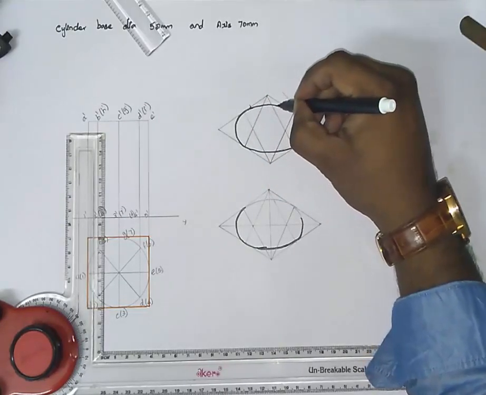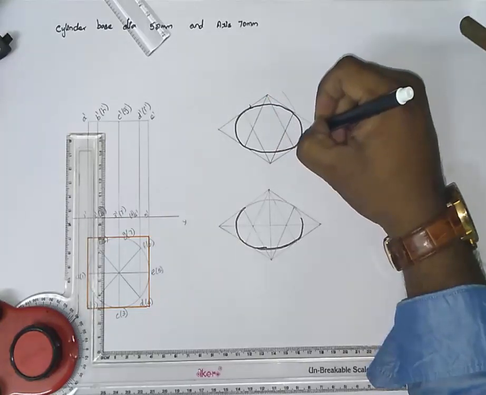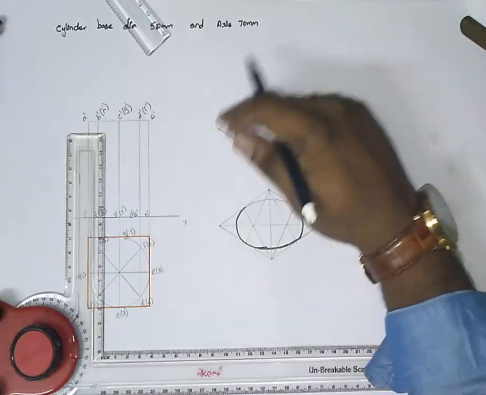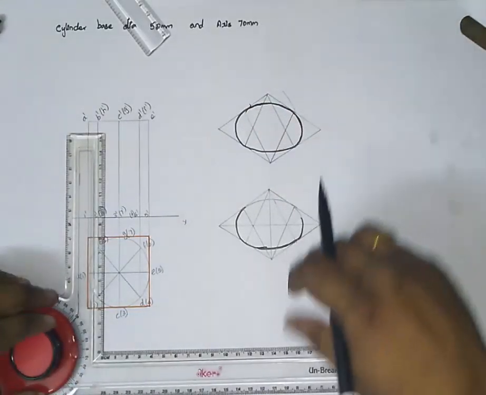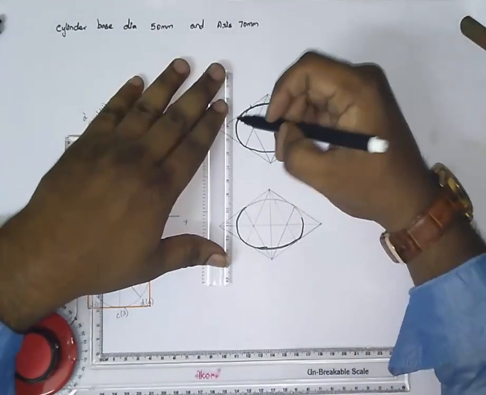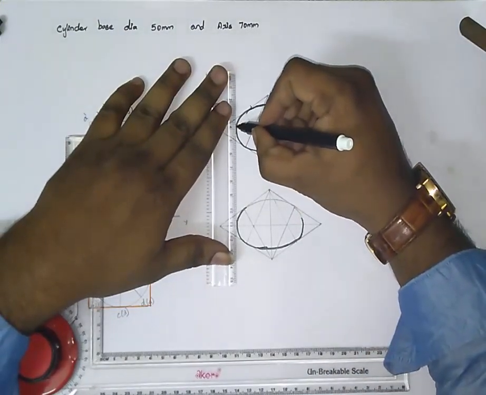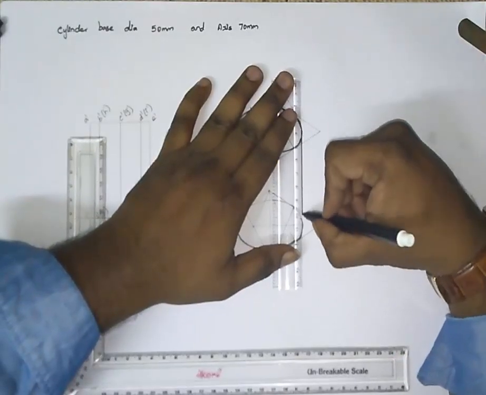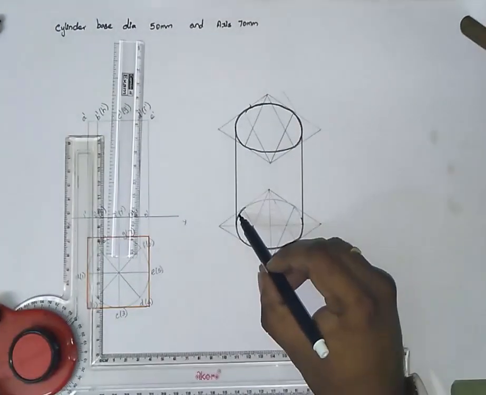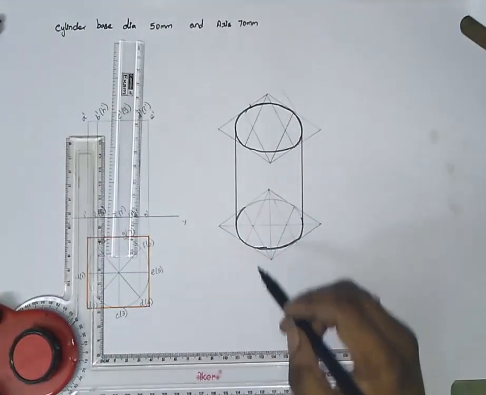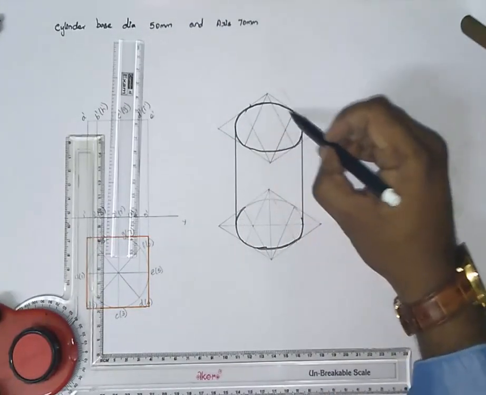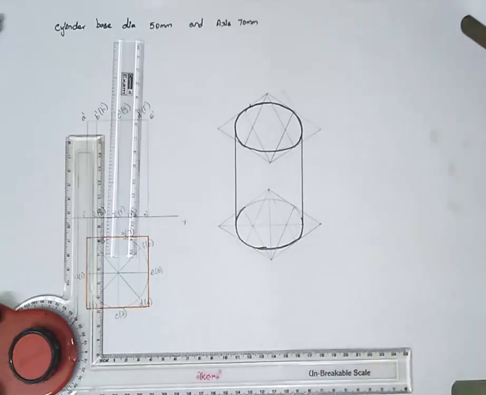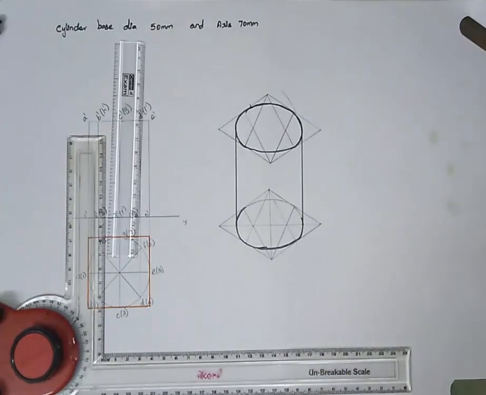So now with your H pencil, make this ellipse a visible one. Now you have to draw the outer edges like this and here like this. So this portion will not be visible for you. So you can only thicken this outer edge and this outer edge and this outer edge to finalize your cylinder. So this is your isometric view of the cylinder.